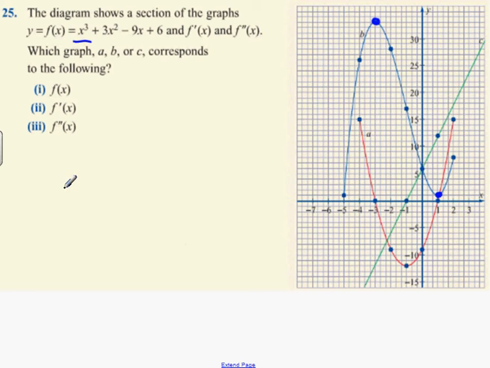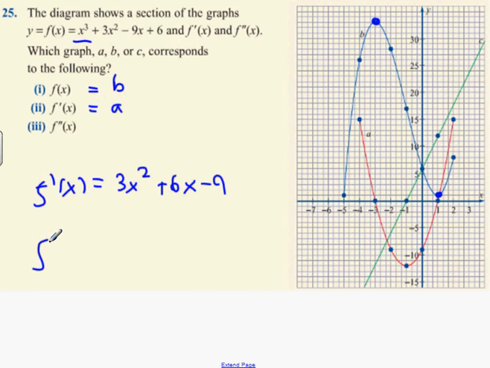Now look what happens here. We're going to do the first derivative, okay? First of all, which graph, A, B or C, corresponds to the following? B is the original cubic equation. Now we're going to differentiate once. What happens when we differentiate once? You get 3x squared plus 6x minus 9. What type of function is that if I was to draw it? A U-shaped graph. And the U-shaped graph is A, so the first derivative is graph A.